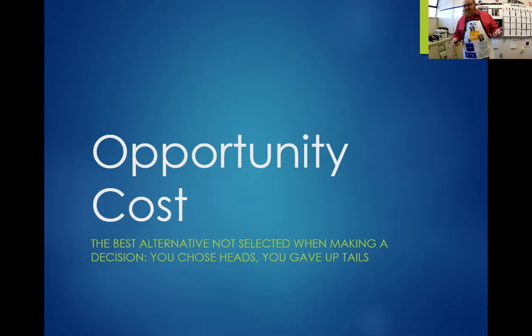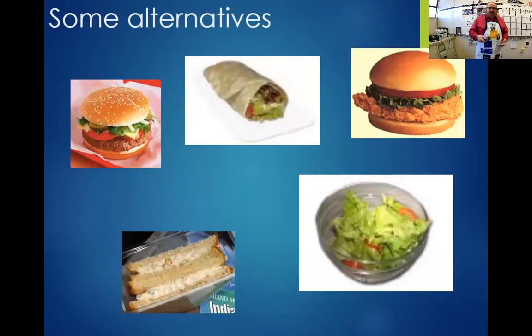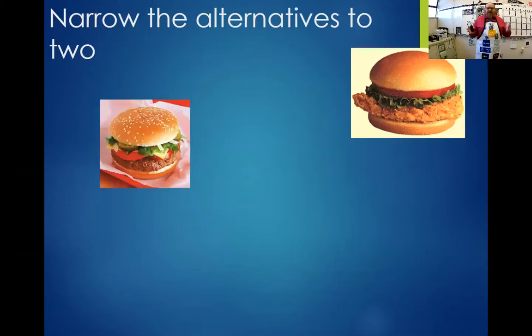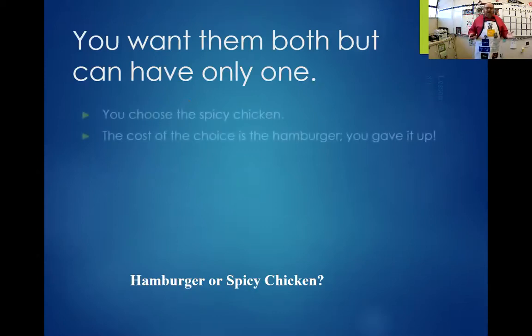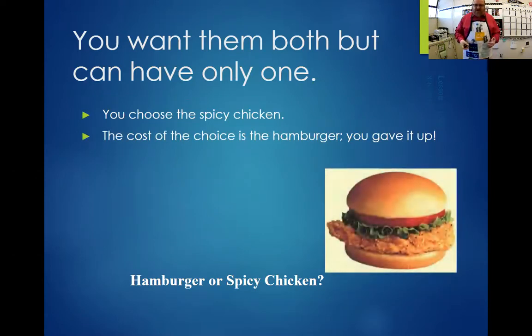You choose heads, you give up tails. You choose the hamburger, you give up the chicken burger, etc. You choose a sandwich, you give up the burrito. You choose the salad, you give up the hamburger, whatever it is. So these are all similar alternatives. We've got 5 alternatives here: salad, a chicken burger, a burrito, a hamburger, and a quick store sandwich. Then you narrow down the alternatives to 2, the hamburger and the chicken burger. You want them both, but you can have only one. So if you choose the spicy chicken, the cost of the choice is the hamburger that you gave up.